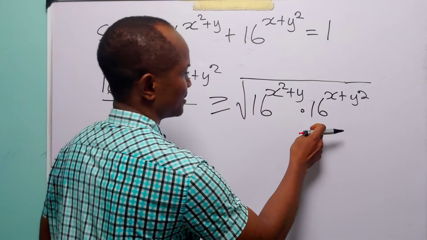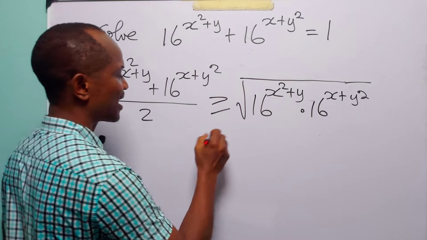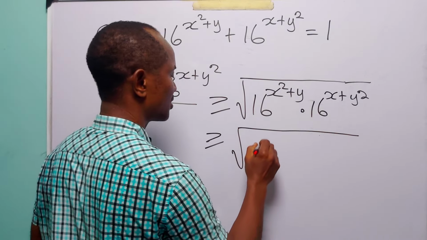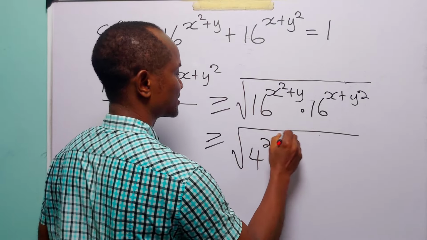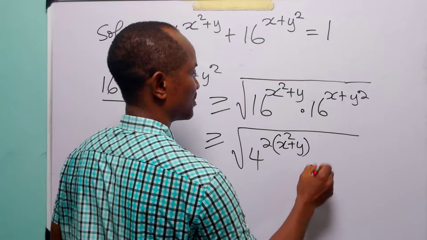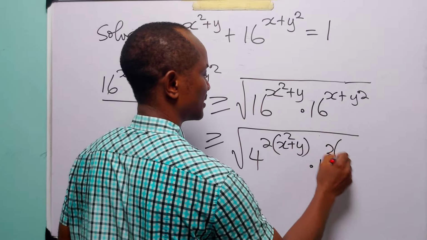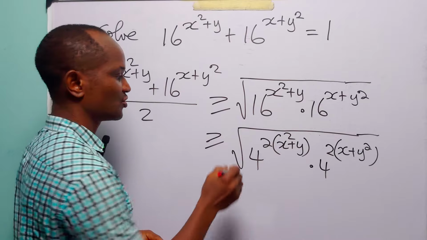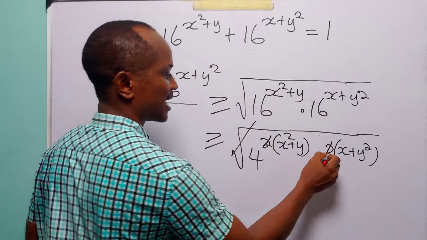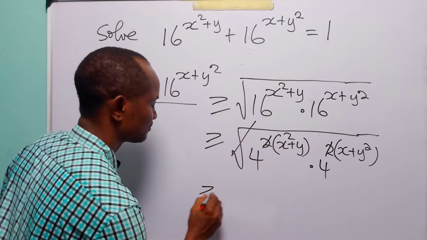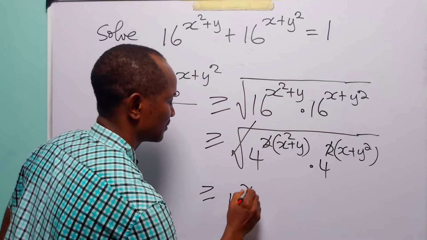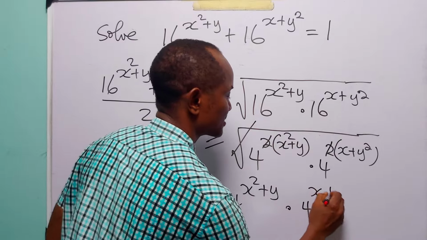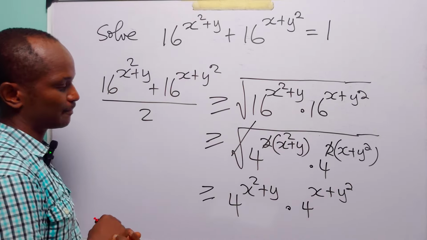Now remember that 16 is 4 squared. So we can write this right hand side as the square root of 4 squared to the power x squared plus y multiplied by 4 squared to the power x plus y squared. And of course, you know that the square root is going to take care of the squares, leaving us with 4 to the power x squared plus y multiplied by 4 to the power x plus y squared.